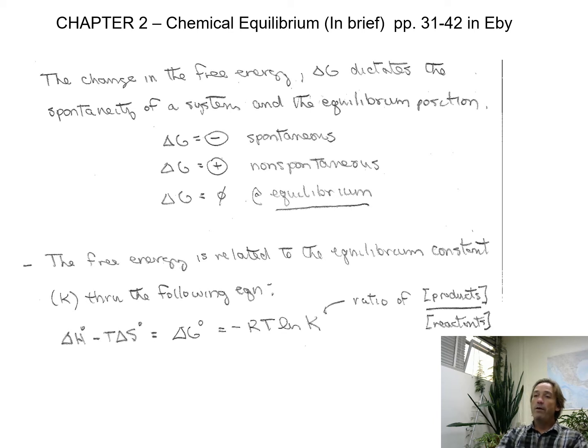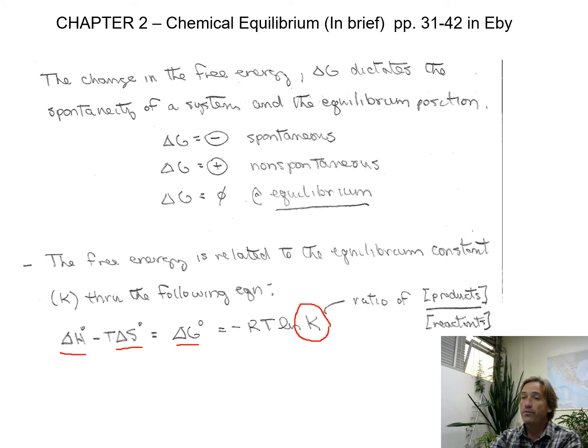In this video, I'm going to introduce to you the topic of chemical equilibrium. You can find this on pages 31 through 42 in your textbook. And one reason we covered the thermodynamics was to understand the basis of chemical equilibrium, because what we'll find is the variables that we covered in thermodynamics are directly related to our chemical equilibrium.